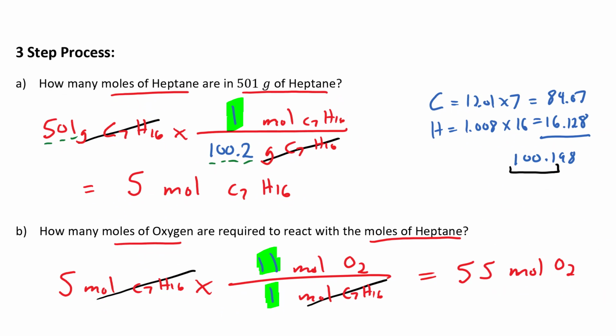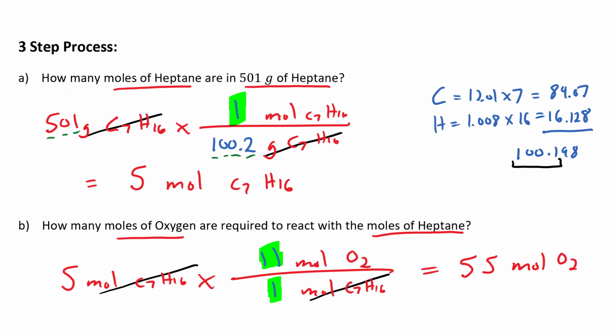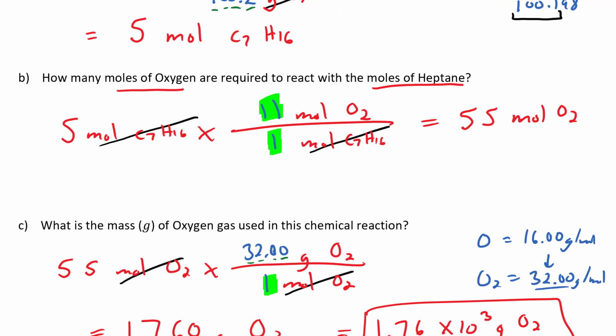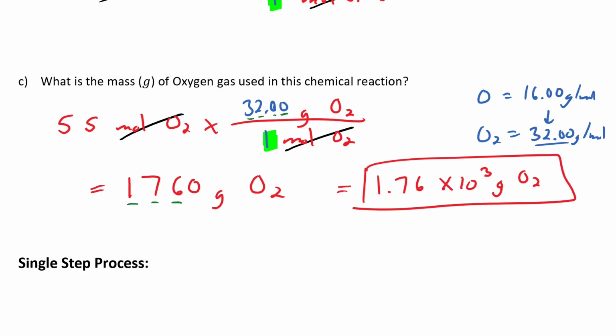Step number 1, convert from grams of heptane to moles of heptane. Remember, do not round off until the final answer. We then use that to convert from moles of heptane to moles of oxygen, and then we use that to convert from moles of oxygen to grams of oxygen.